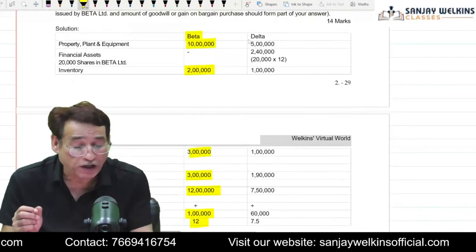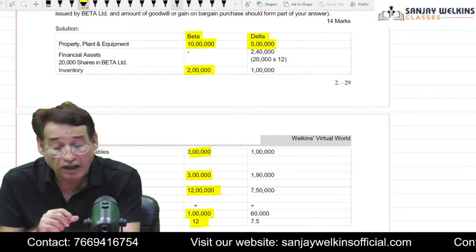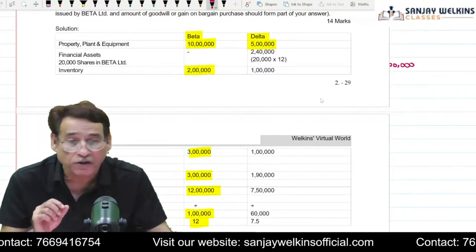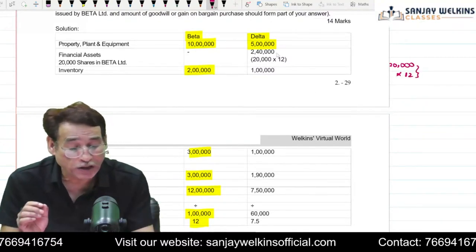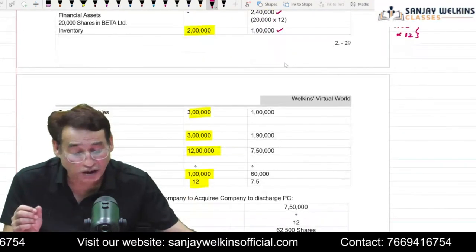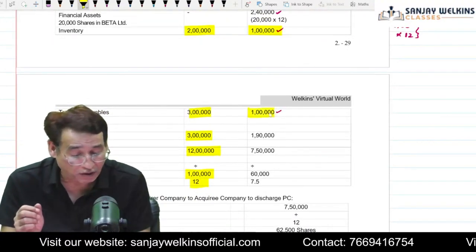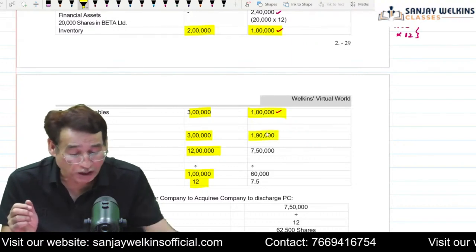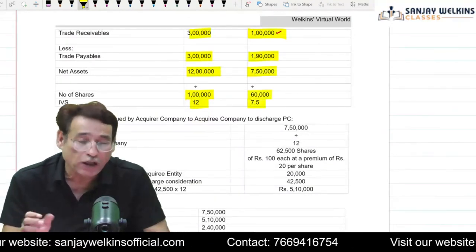Now I will come over to Delta Limited. Their property, plant and equipment is 5 lakh. And they have purchased 20,000 shares of the acquirer entity, and the intrinsic value is 12. So the value of their investment will be considered as 2,40,000. Then for the rest of the things you are going to write inventory, trade receivables. Finally, you will get trade receivable. Then you will subtract trade payable, 190. Then finally, you will get 7,50,000 and the intrinsic value will be equal to 7.5.